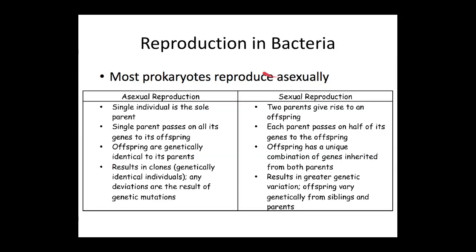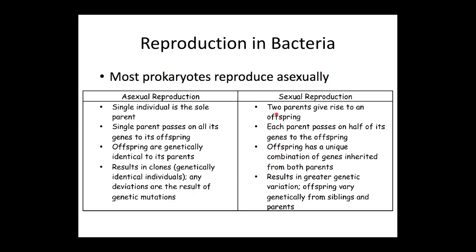All right, so moving on to reproduction in bacteria and other living organisms. As we know from the seven functions of life, all organisms have to reproduce, and they can reproduce through asexual or sexual means. During asexual reproduction, a single individual or organism is the sole parent, and the single parent will pass all of its genes and DNA to its offspring. The offspring are thus genetically identical to the parent. This results in genetic clones, and any deviations will be the result of genetic mutations.